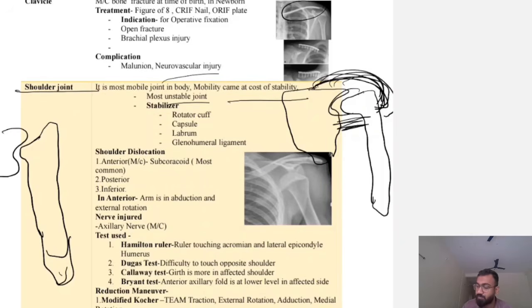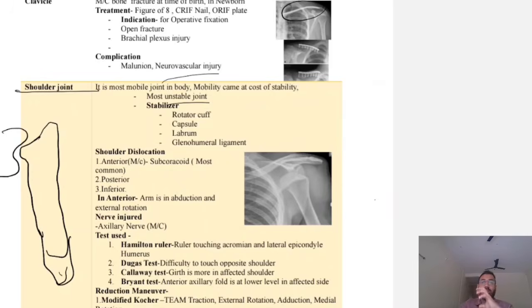Let's assume it got dislocated anteriorly. So this is the glenoid, this is the humerus, and the humerus is rotating inside the glenoid. Let's assume this humerus goes anteriorly. If it goes anteriorly, this is known as anterior dislocation. And the humerus can go posterior, it is known as posterior. It can go inferior, it is known as inferior dislocation.